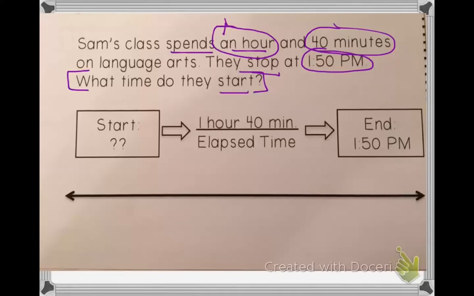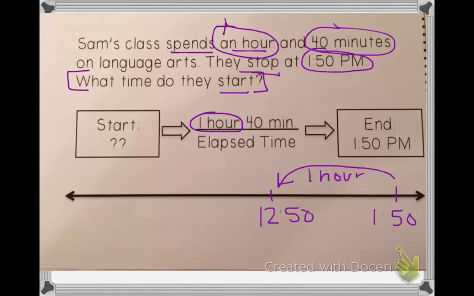So if it ends at 1:50 p.m., I want to put that on this side of my number line. And I'm going to be going backwards. So I'm going to start by going backwards 1 hour. 1 hour is easier jumps to make. So if I go back 1 hour, it's going to be 12:50.